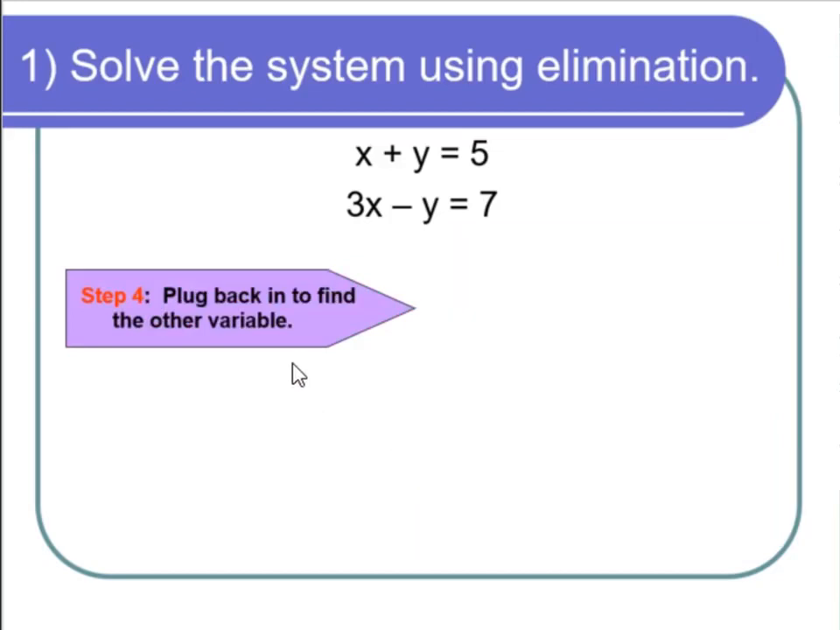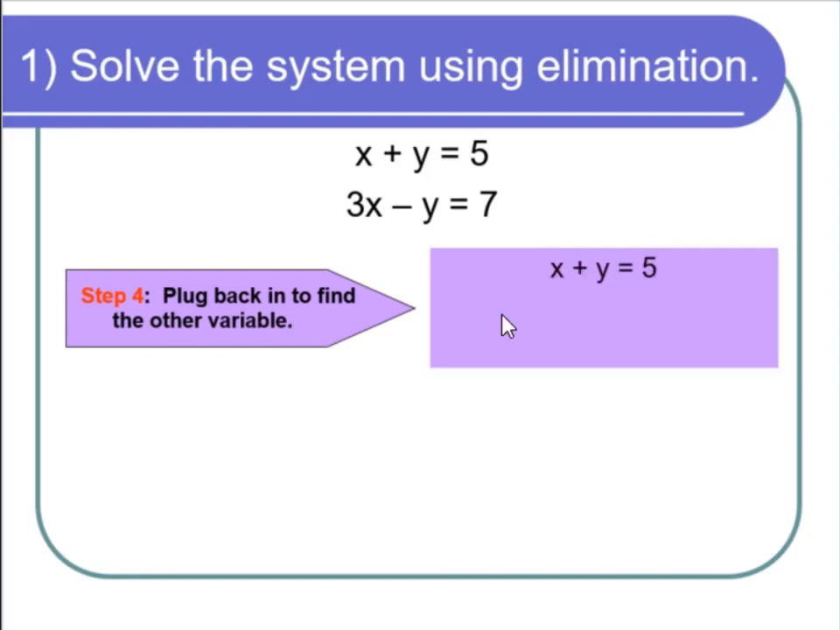Next step is to plug back in to find the other variable. Since we have equation 1 as x plus y is equal to 5, and we got the value of x as 3, we substitute 3 for x, so we now have 3 plus y is equal to 5. By using the addition property of equality, positive 3 moved to the right side of the equation becomes negative 3. Therefore, the value of y will be equal to 5 minus 3, and that is equal to 2.